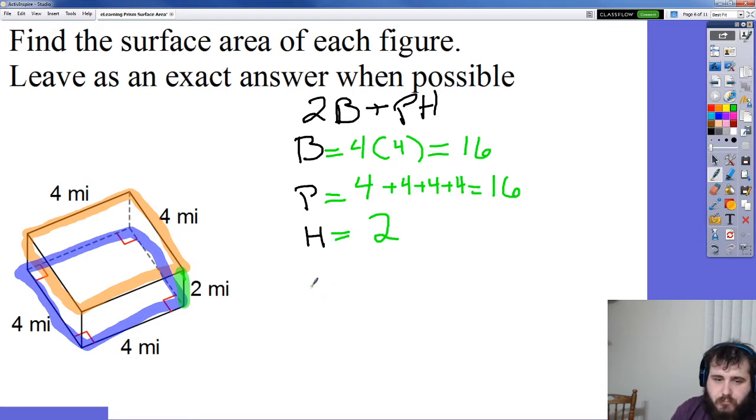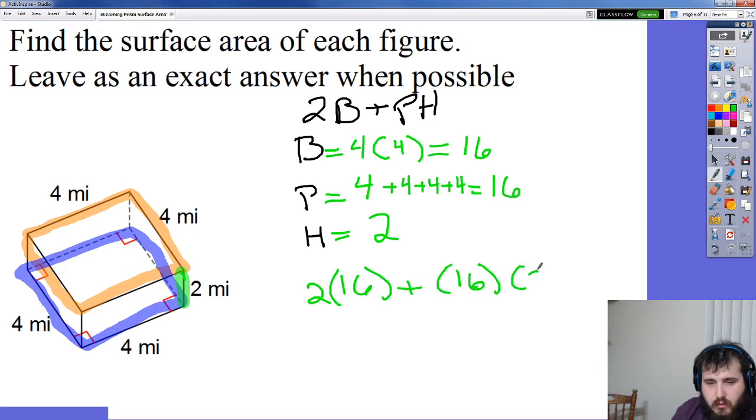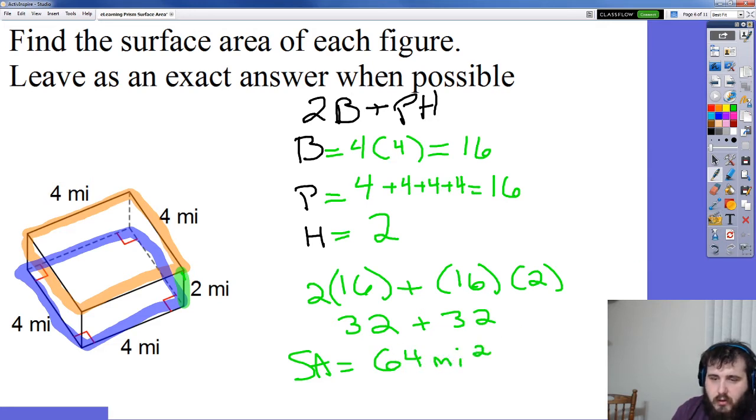All right? But 2 times the area of the base plus the perimeter times the height. And I don't need a calculator for this one. 2 times 16 is 32. 2 times 16 is 32. So the surface area of the whole thing is 64 miles squared.